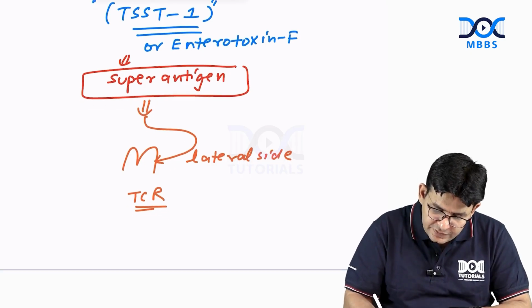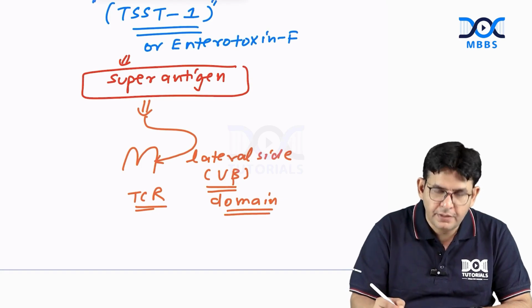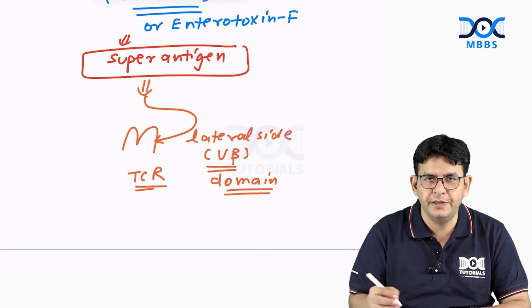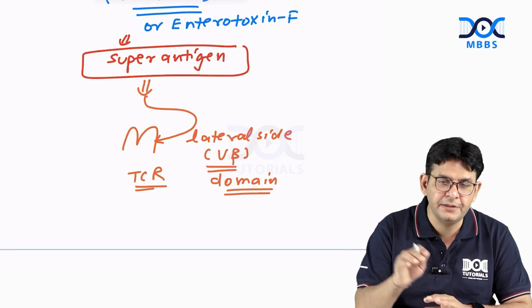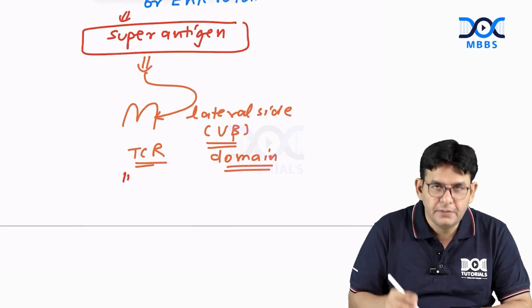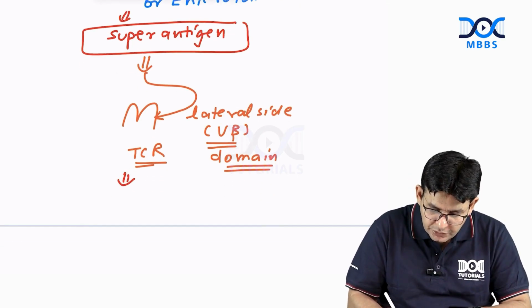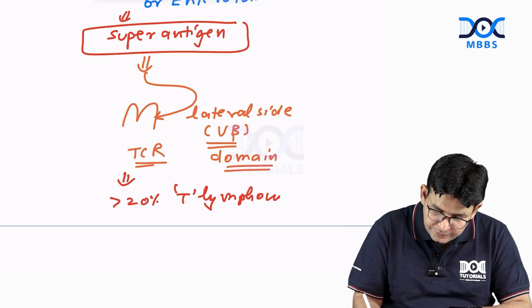Okay, lateral side is which one? V beta. We call it as what? V beta domain. And what is V beta? V beta is variable beta. V beta is variable beta domain. It attaches to the TCR, T cell receptor, V beta domain laterally. And what happens because of this? Because of this action, more than 20% T lymphocytes of the body get activated.